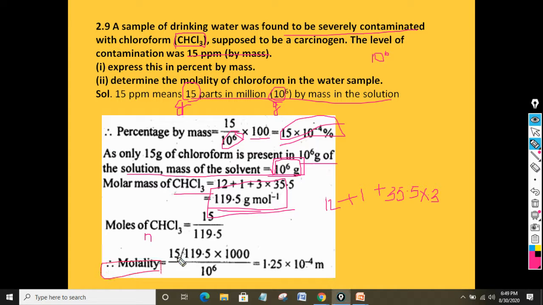So molality is number of moles divided by mass of solvent into 1000. Sorry, we have 1000 in the numerator. As this is in grams, for converting it to kgs, we have 1000. So the answer comes 1.25 into 10 raised to power minus 4 molal.